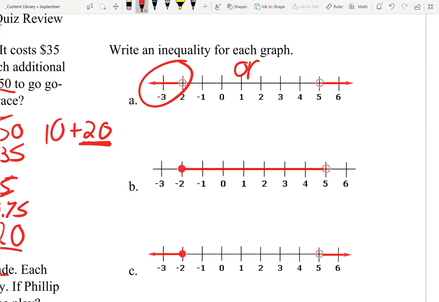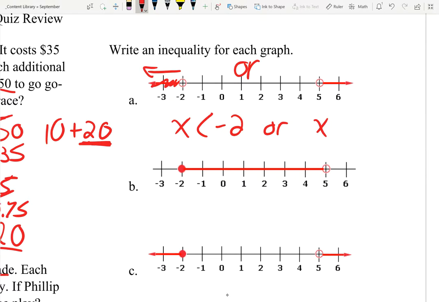On the one on the left, it's x is less than, because it's going this way, to the numbers that are less than -2. It's not less than or equal to, because it's not a shaded circle. If that circle was shaded, it would be less than or equal to, but since it's open, it's just less than. So it's x is less than -2, or on the other side, x is greater than 5. Again, it's not greater than or equal to, it's just plain greater than, because it's an open circle here instead of a closed circle. So there's your inequality. X is less than -2, or x is greater than 5.